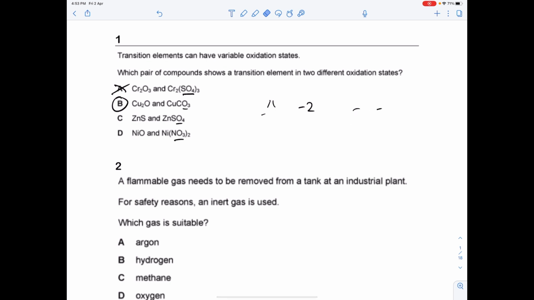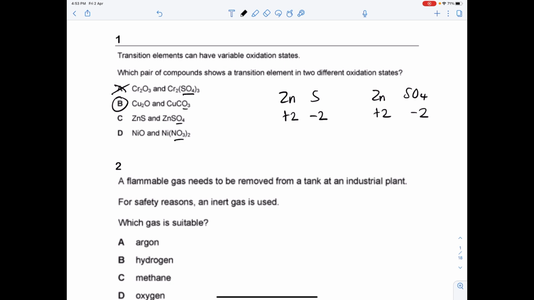We're not going to waste time in the exam going through those, but I can show you here for explanation purposes if you want. We would have zinc with sulfate. Well, sulfur is in group 6, so it's always -2. That means zinc must be +2 to balance it out. Sulfate is always -2, and zinc must be +2.